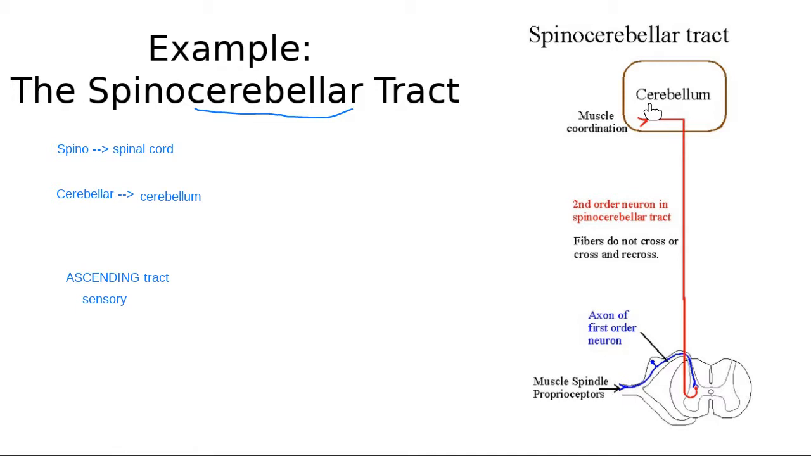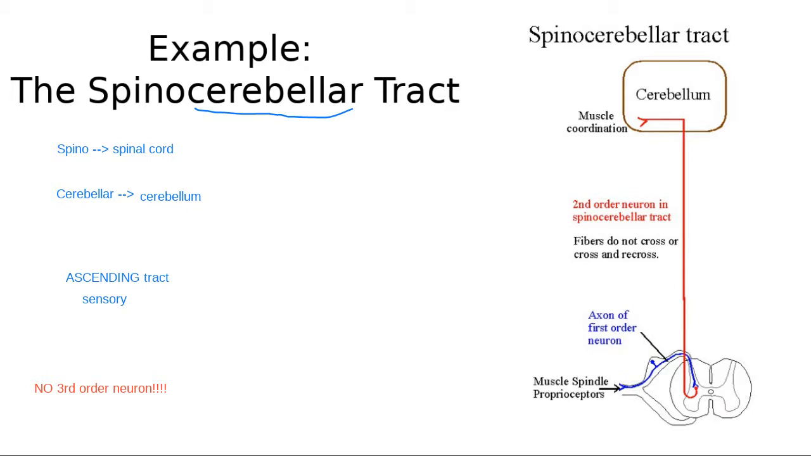What am I missing that I normally have in an ascending tract? What do I not see on here? Yeah, I'm not seeing it in the spinocerebellar tract because there is not one. There is no third order neuron. Now here's where I'm going to make you stretch your mind a little bit. Where was it that we said we found the third order neuron? Where did the third order neuron start?